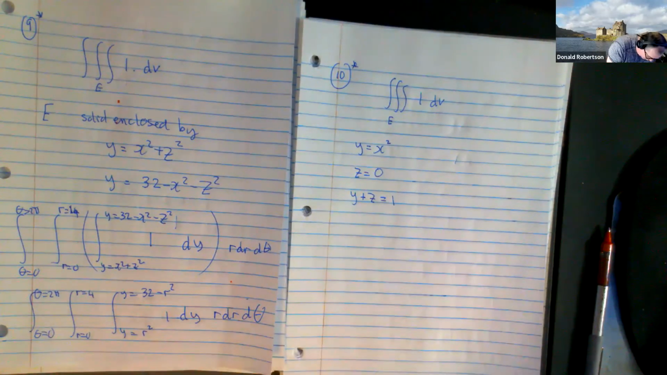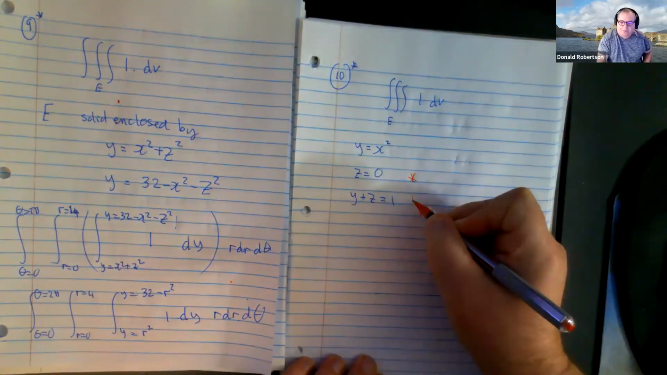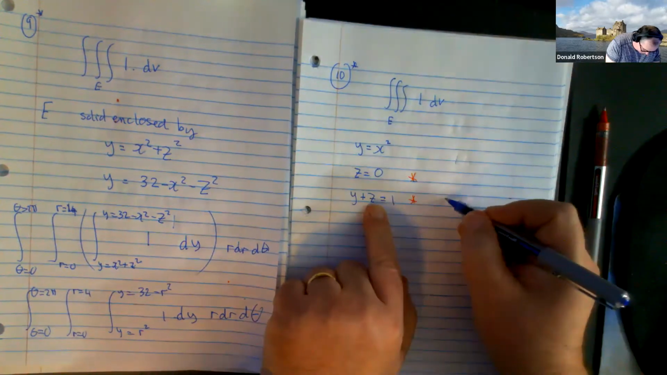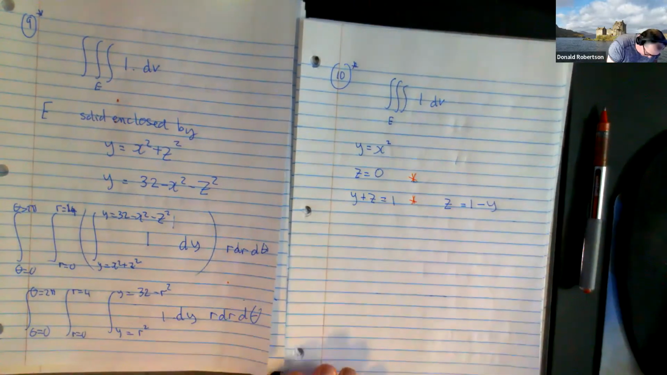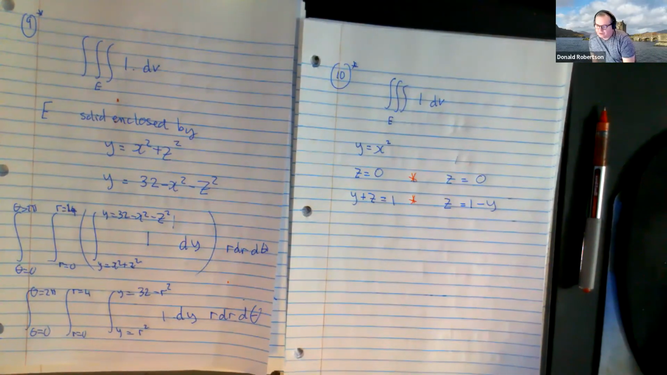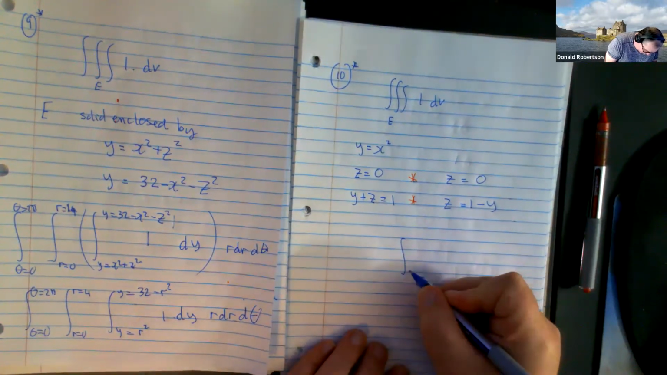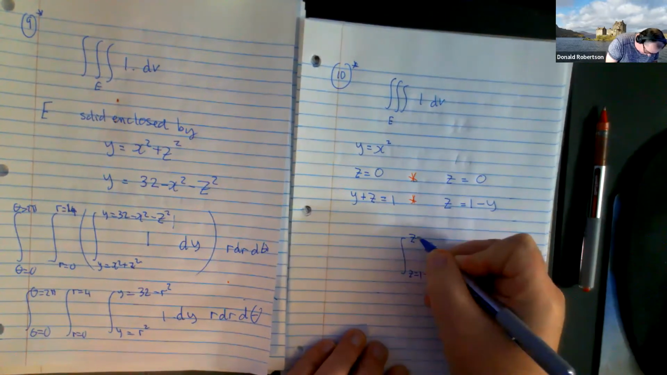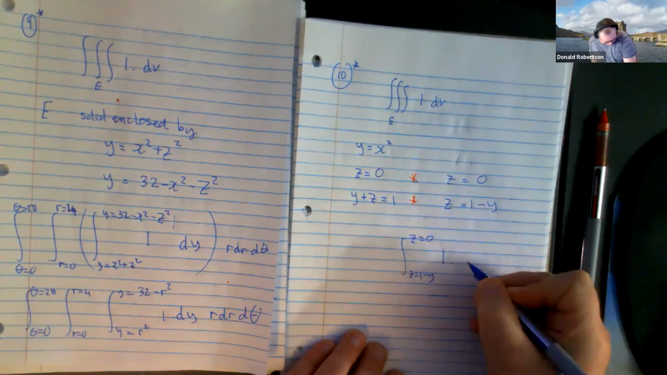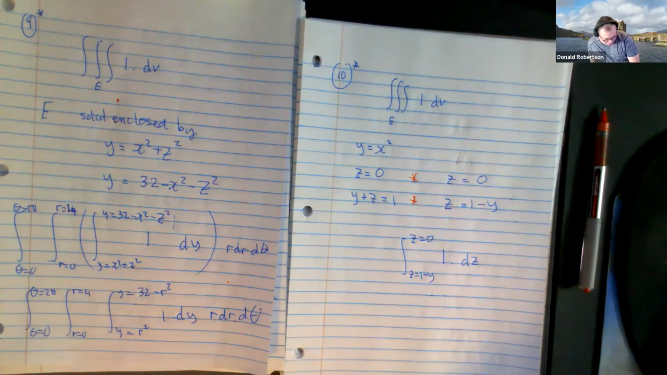I'm going to use those 2 guys. If I rearrange this one, don't you get z is 1 minus y? And if I leave this one alone, z equals 0. Do you see I've found the limits of integration for the z's? So it's going to be from z equals 1 take away y to z equals 0, 1 dz. There's the z's done. So far, so good. Where are we off to now?